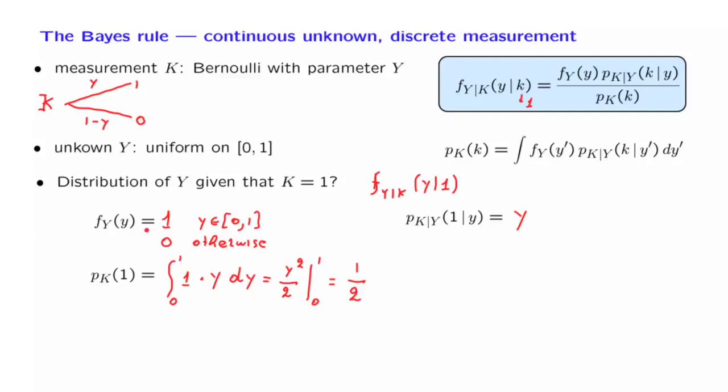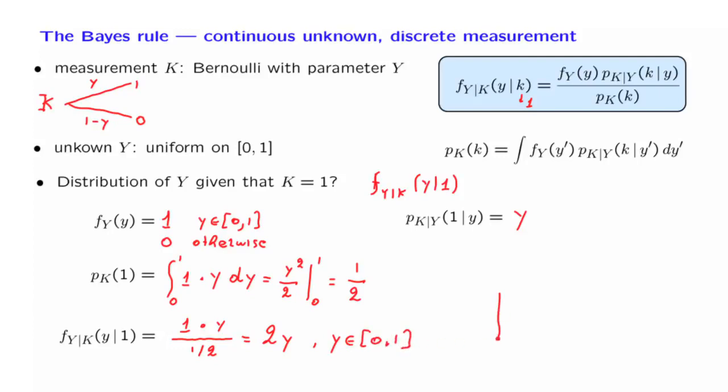Now we have in our hands all the pieces that go into this particular formula, and we can go ahead with the final calculation. In the numerator, we have 1 times this term, evaluated at k equal to 1, which is equal to y. And then in the denominator, we have a term that evaluates to 1/2. So the final answer is 2y. Over what range of y's is this correct? Well, only for those y's that are possible. So this is for y's in the unit interval.